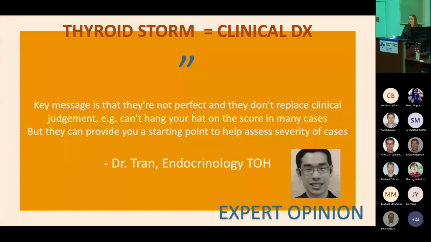However, he does say that they can provide us with a starting point to help assess the severity of a case. So when talking to endocrinology, for example, saying, I think I have a likely thyroid storm, and their BWPS score is above 45, grabs their attention to say that this is a likely thyroid storm, even using those clinical tools.